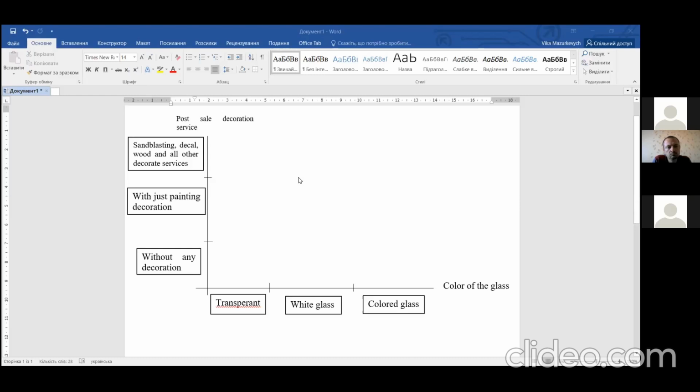And the second factor is post-sales decoration service, but I think it can be divided like this: the first is without any decorations, the next is maybe a few, just one or two decoration services, and the third is more than maybe five decoration services available. Okay.